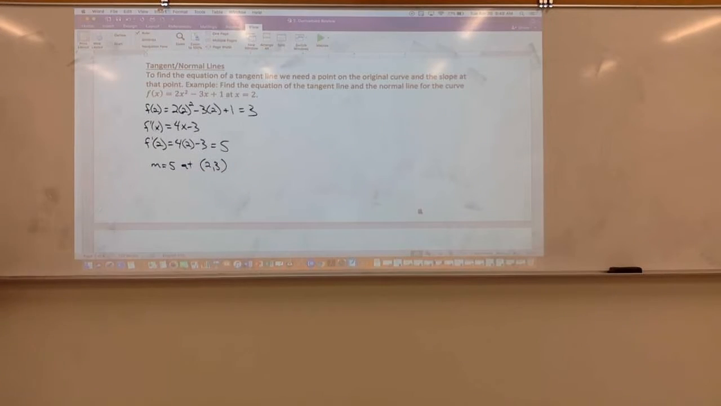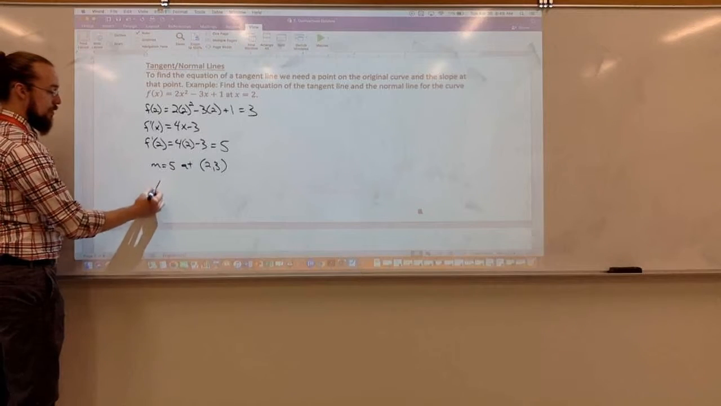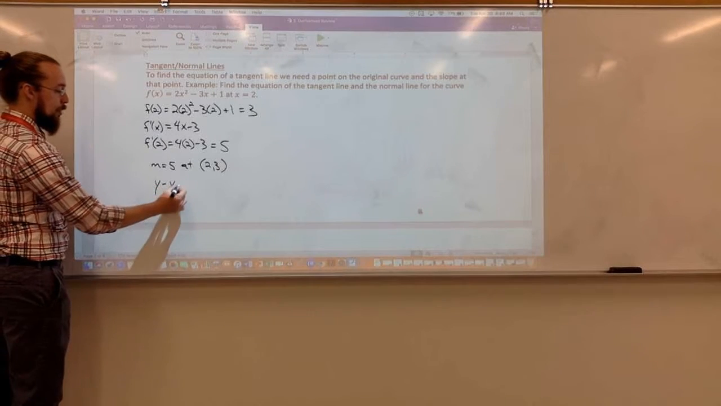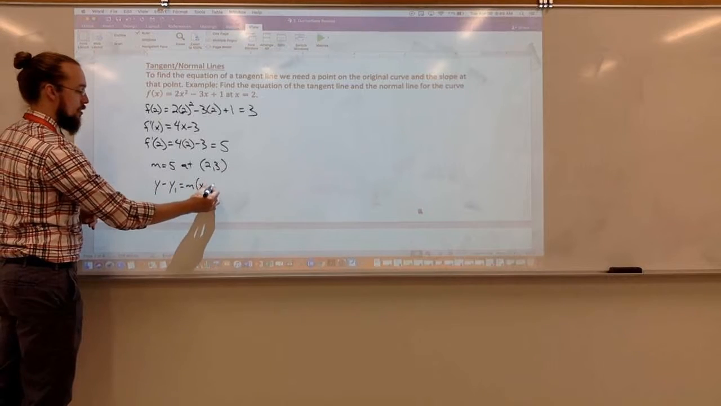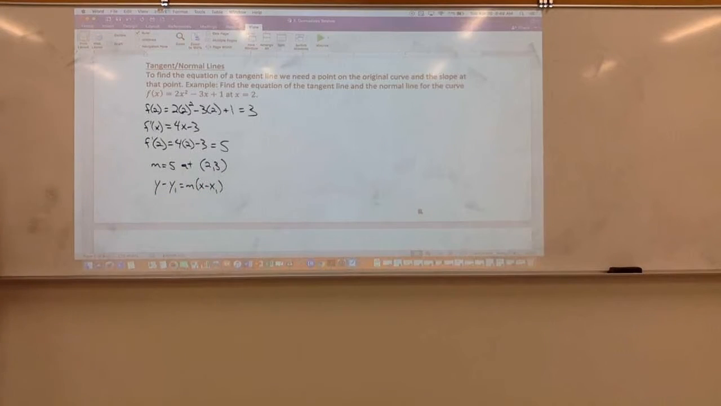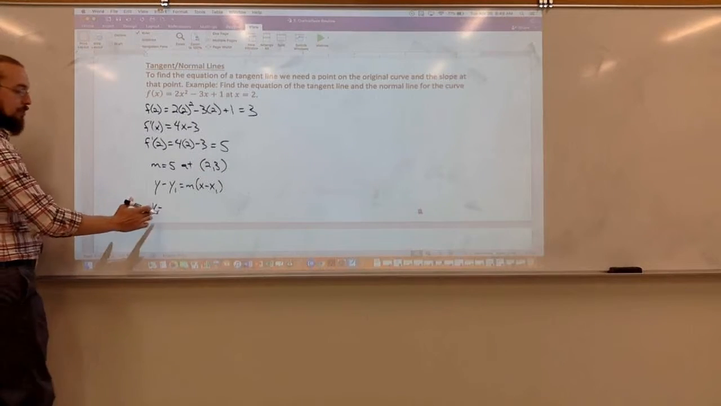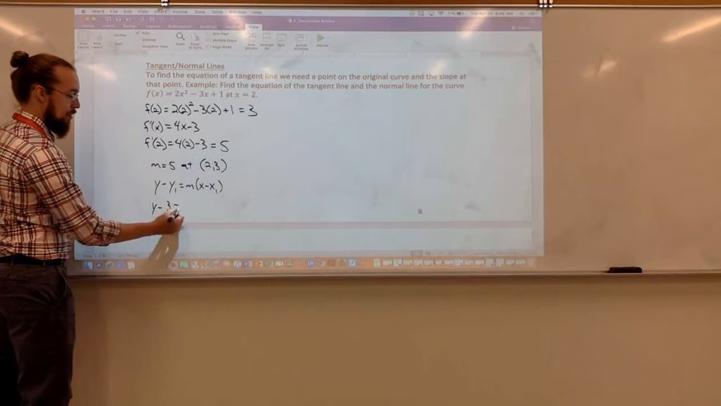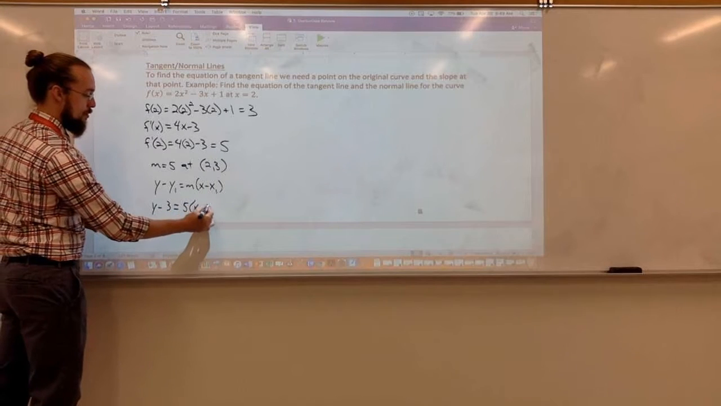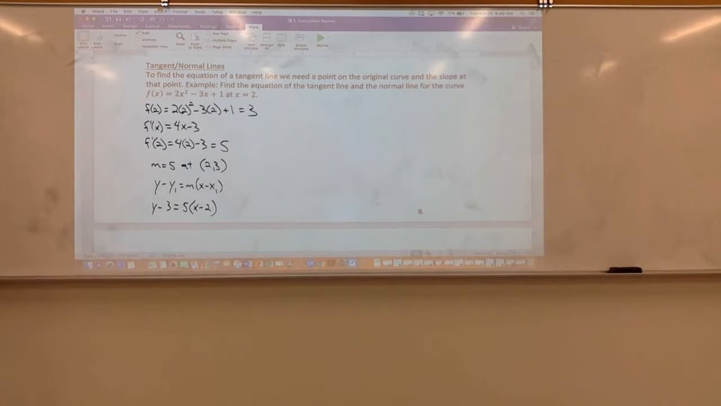I can write the equation of my tangent line now. So I'm using point slope. Y minus y1 equals m times x minus x1. So I just plug that information in there. So y minus 3 equals 5 times x minus 2.